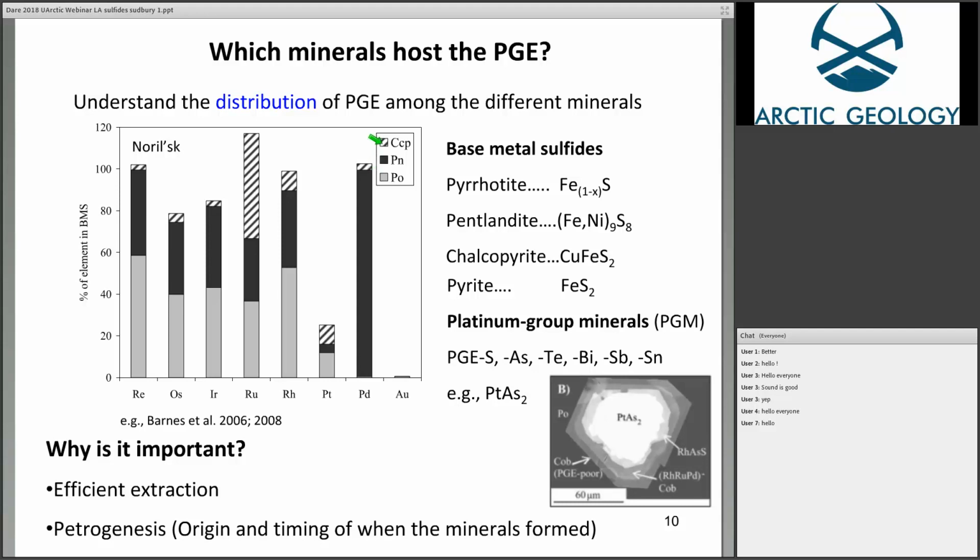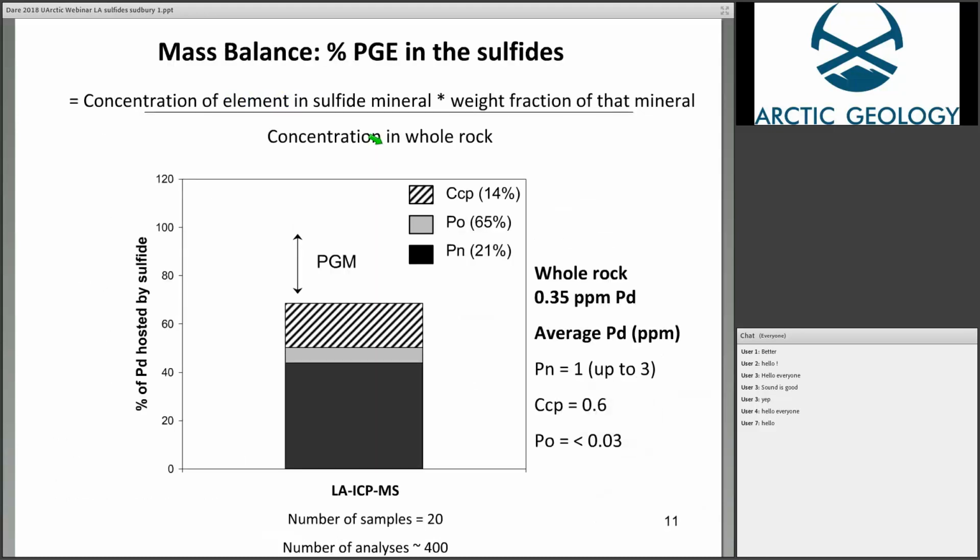So black is pentlandite, grey is pyrite, the diagonal bar is chalcopyrite. So you can see that in fact most of the PGE are hosted in the sulfides, apart from platinum and gold, which will be hosted predominantly by the PGM.